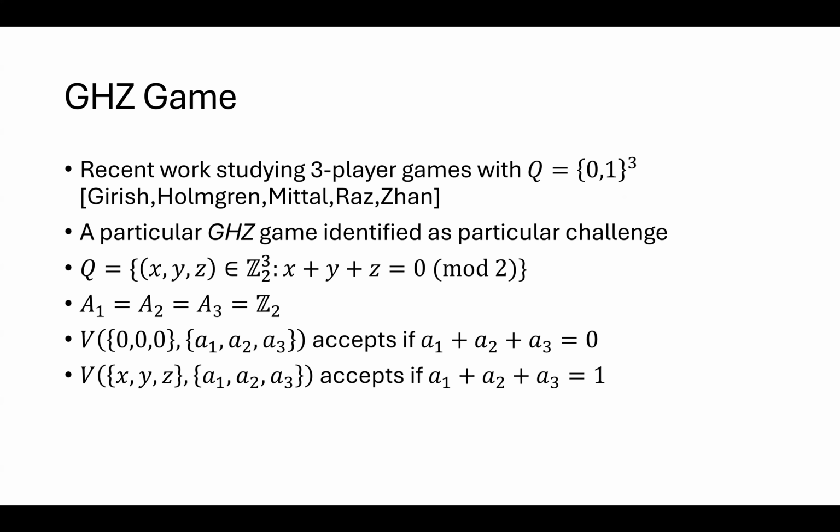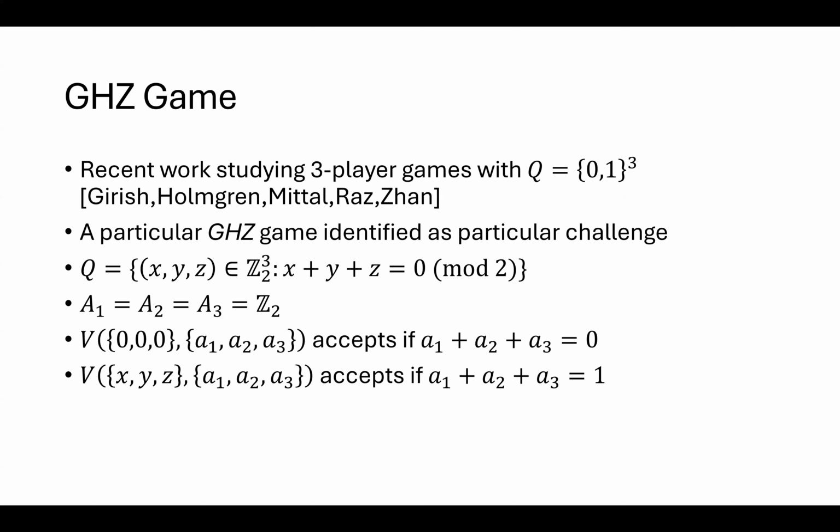In this game, the set of questions had size 4. It was all triples XYZ whose sum was 0 mod 2. So it's a subspace of Z mod 2 to the cubed. The answer sets were also just Z mod 2: A1 equals A2 equals A3 is Z mod 2. And here's what the accepting tuples are.